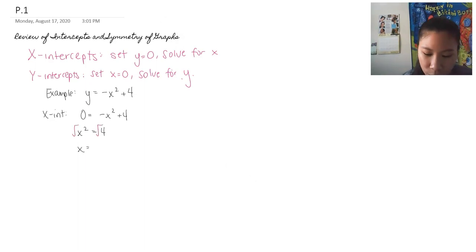Then don't forget, when you square root both sides of something, you always end up with a plus or minus. So at the end, I get x equals plus or minus 2, which means we have two x-intercepts. Our x-intercepts are going to be at (2, 0) and (-2, 0). Okay, moving on, y-intercepts.